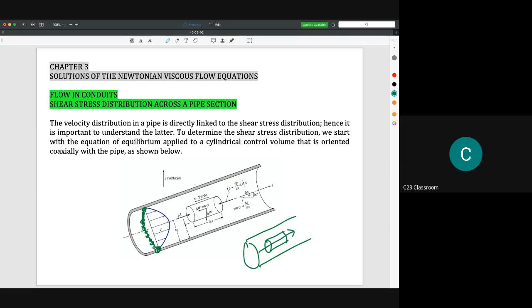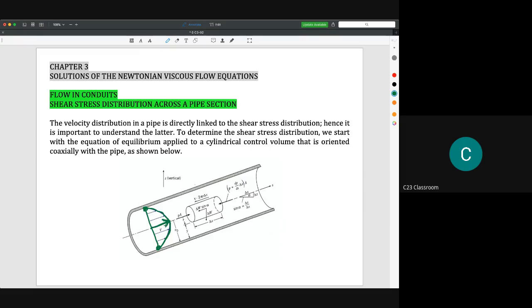This is if we draw it in 3D, but if we draw it in two dimensions, we could draw the velocity distribution like this. So we have velocity 0 here, the velocity distribution becomes like this, and the maximum velocity occurs at the center point of the pipe.